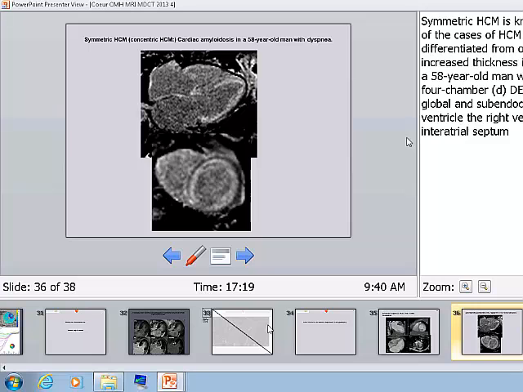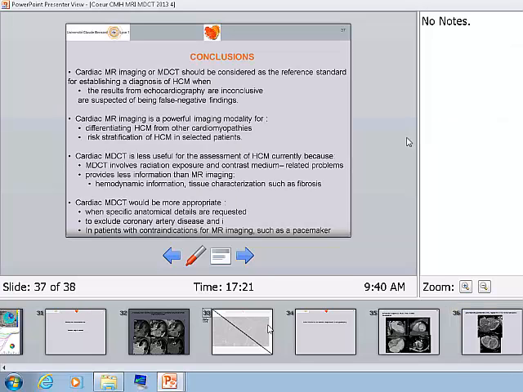So to conclude, cardiac MR imaging, or MDCT, should be considered as the reference standard for establishing the diagnosis of HCM when the results of echocardiography are inconclusive or suspected of being false negative. Cardiac MR imaging is a powerful imaging modality for differentiating HCM from other cardiomyopathies and for risk stratification in selected patients.